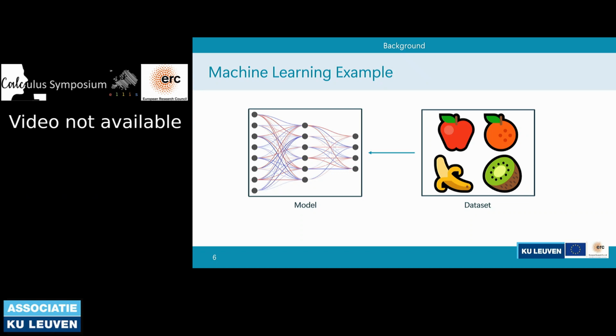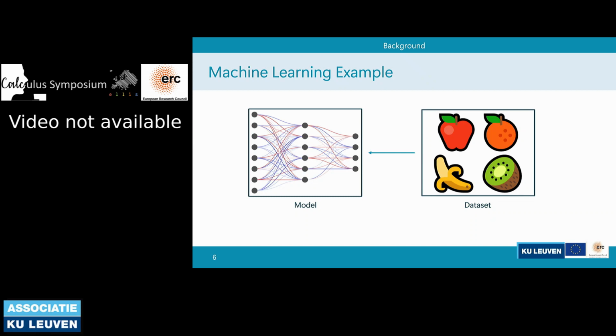Here is a very simple machine learning example. We want to train a model to recognize images of 4 different fruits: apples, oranges, bananas, and kiwis. We collect a bunch of images, we feed them to the model, we train the model, and hopefully at the end it will be able to make useful predictions on unseen examples of these fruits.